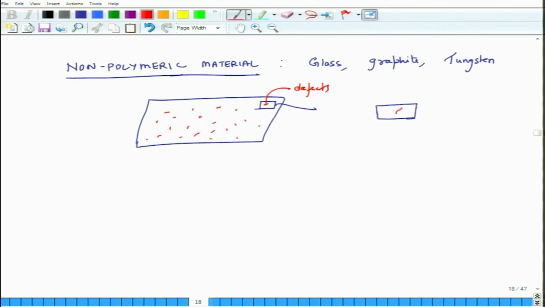And now, if I pull this material in this direction, so I apply a force F, because of the presence of the defect, you will have stress concentration factors at the ends of defects. Stress will get accumulated there. So, these are zones of stress concentration factors.